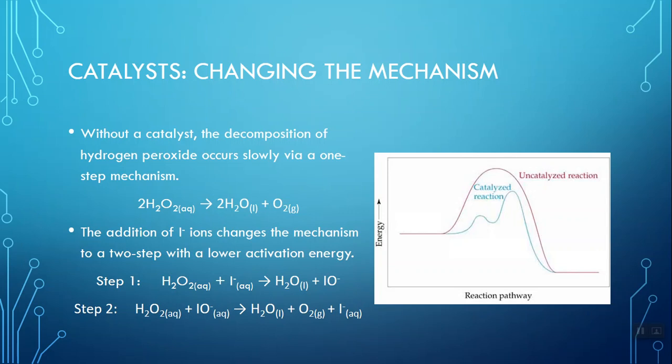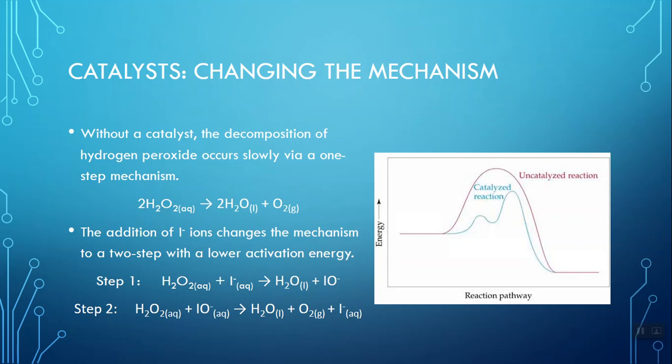So there are lots of different catalysts for this reaction, but one of the more commonly used ones is the iodide or I- ion, which changes the mechanism to a two-step mechanism with a lower activation energy. So the steps are shown here, where the hydrogen peroxide reacts with the catalyst, the I-, to form water and an intermediate. And then that intermediate goes on to react with another molecule of hydrogen peroxide to form water, oxygen gas, and reproduce the catalyst. So you'll see the catalyst being reproduced at the end, so it is truly catalytic.